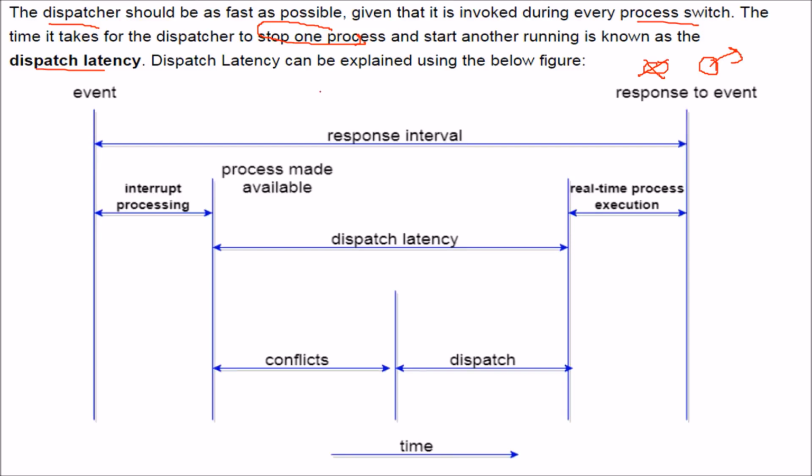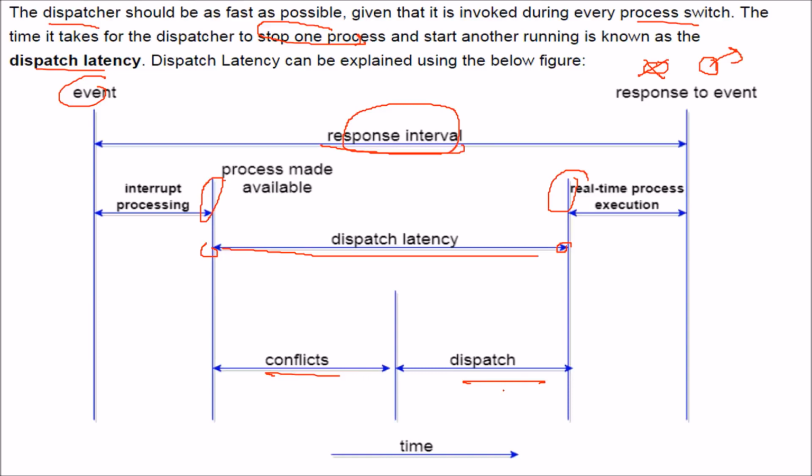How do we explain the dispatch latency? Let us see what happens. This is the dispatch latency basically. This is the time, or duration. An event occurs, and there is the response to the event. This is the response interval. Then the process is made available, and this is the real-time execution. And this is the dispatch latency of the dispatcher. In between you can have the conflicts and the proper dispatch.